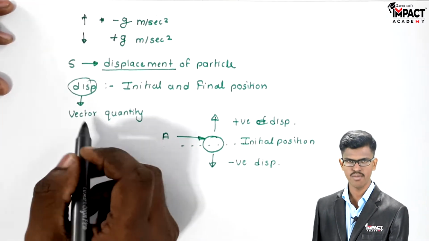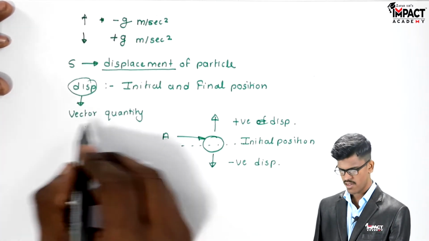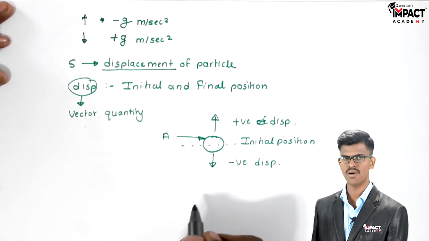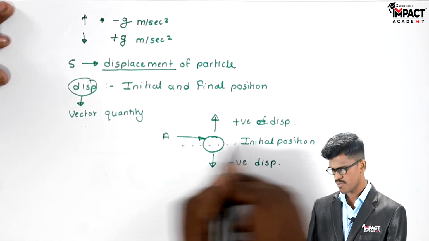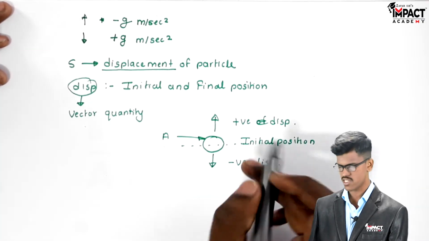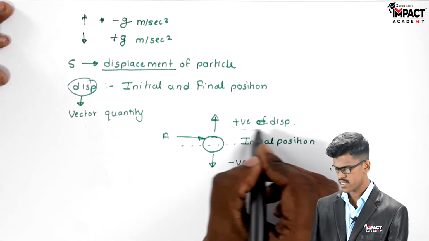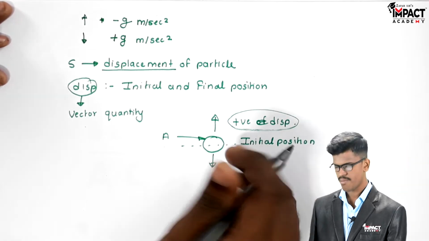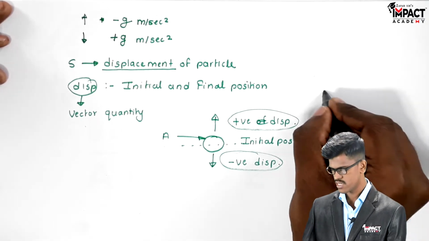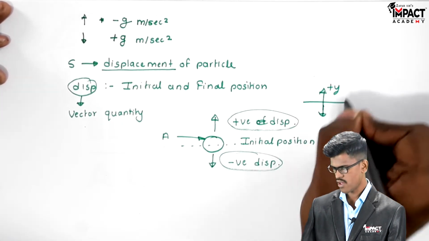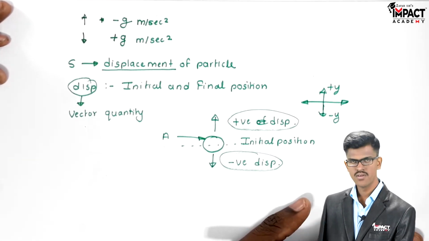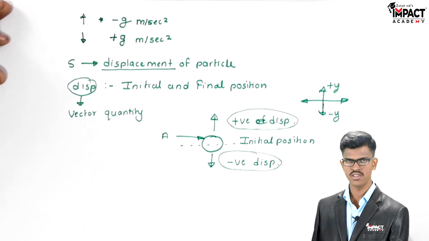Displacement is a vector quantity, meaning it has magnitude and direction. If direction is involved, we have to consider sign convention. If a particle moves in a vertical path from the initial position 1, and moves in an upward direction, we consider positive displacement. If the particle moves in a downward direction, we consider negative displacement. Positive y, negative y. It's a very important point, and we use this point in this problem.